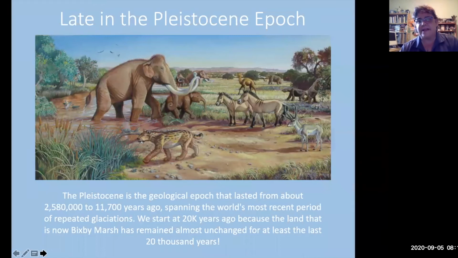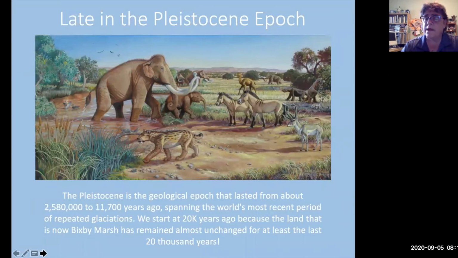The Pleistocene epoch geologically is 2.5 million years ago to about 11.7 thousand years ago. And it was the time where there were still glaciers. The reason this is really, really important is because the land that is Bixby Marsh hasn't changed for the last 20,000 years. Take a look at this picture.